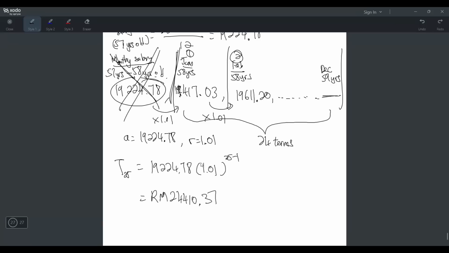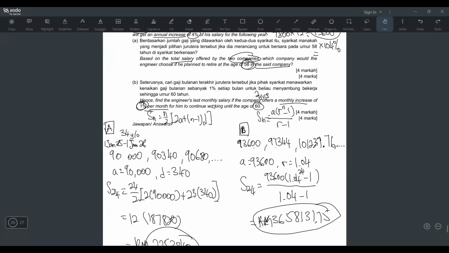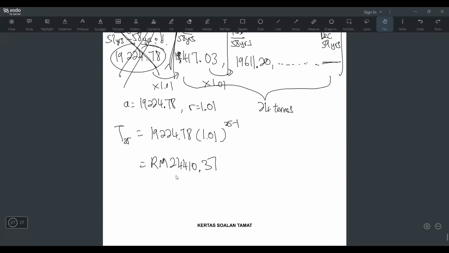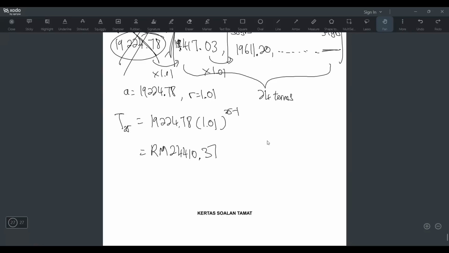Again, I want to repeat myself. If you want to make this the first term, you can also, but then you find T24, because you are finding the 24th term. But since I start here, that's why I do T25. It will give you the same answer. So what the question wants is the engineer's last monthly salary. So this is the last monthly salary. The following month he stopped working already. He worked until 60 years old only. The moment he turned 60, he stopped working.